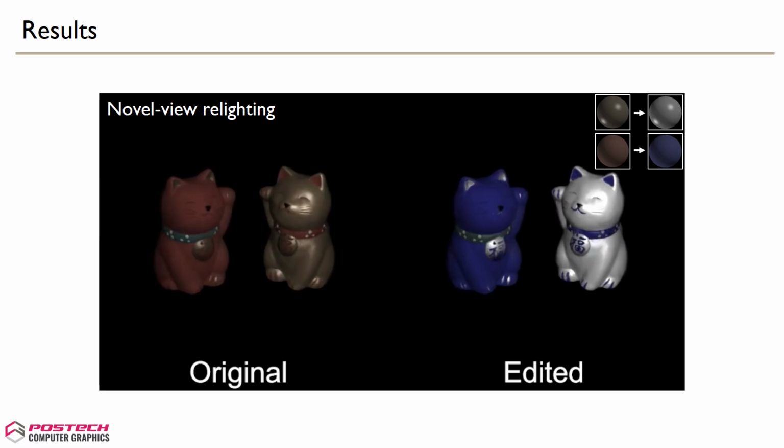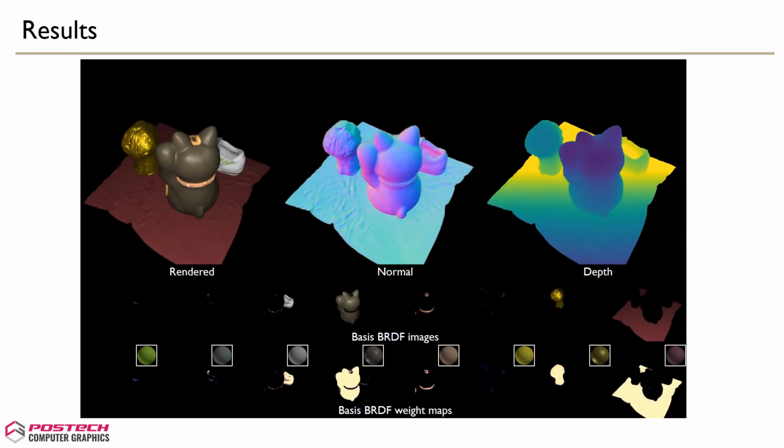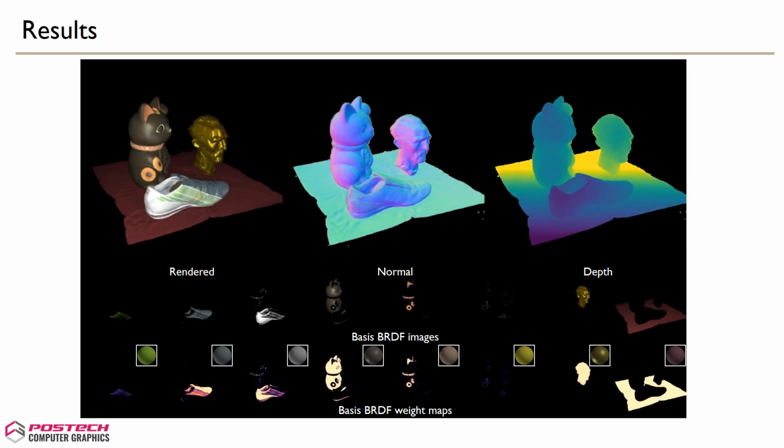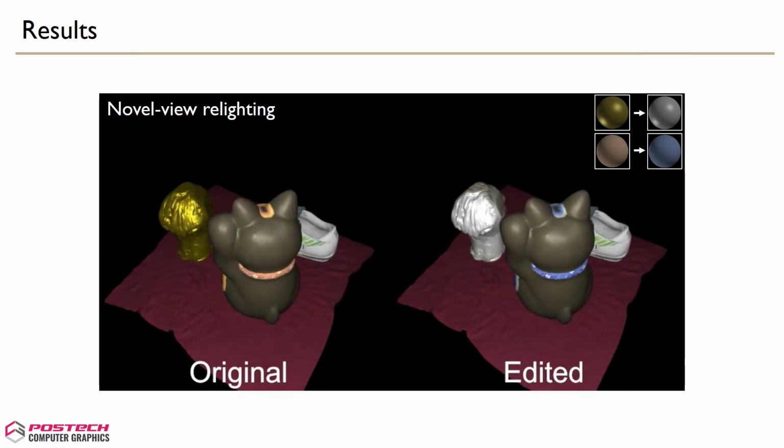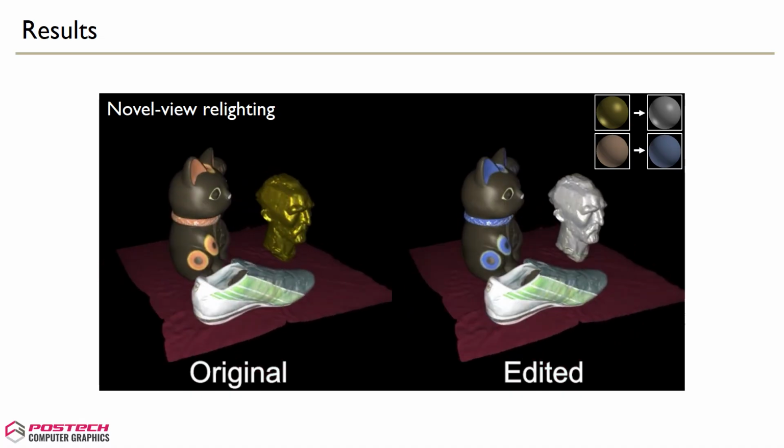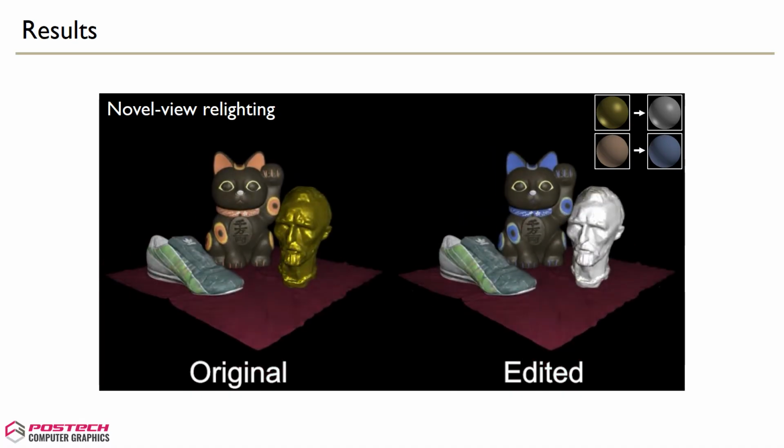In synthetic scenes, our method effectively reconstructs complex reflectance with spatially separated weights. Our reflectance editing enables realistic and detailed control over individual BRDF components through interpretable weight maps.